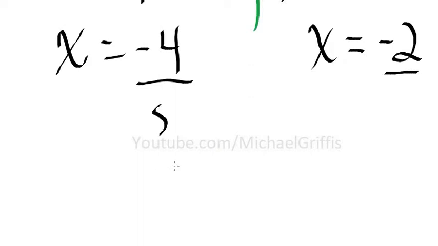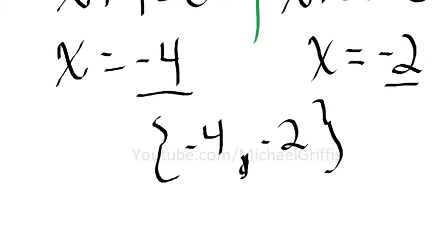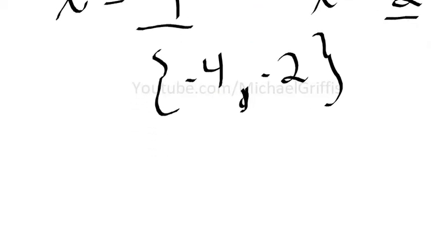We can write our solution set as this if you want. Right, inside curly brackets. I think we've done this before. Writing it inside curly brackets, okay? The solution is negative 4, negative 2. Okay, let's work another one here.